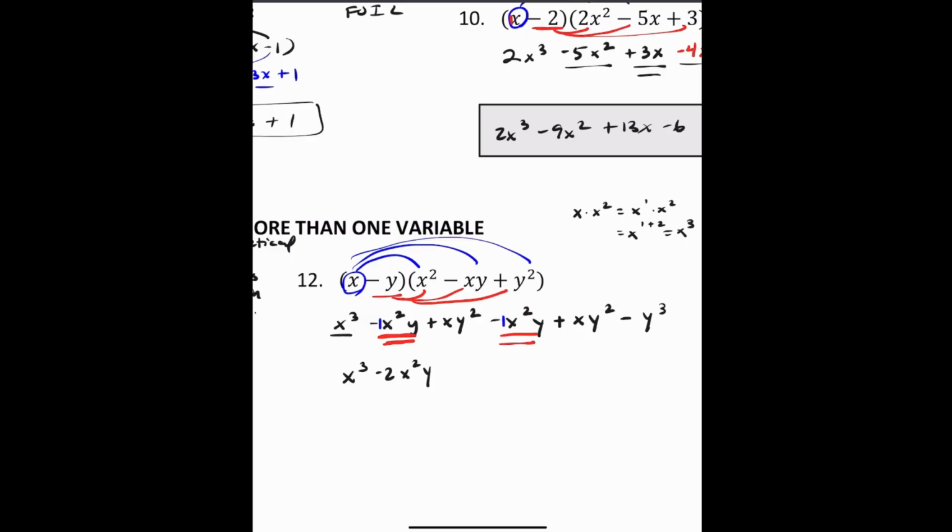And then we need to find the next highest exponent involving the x, which is xy squared. Can I combine that with anything else? Yes, there's another one right here. So xy squared plus xy squared, that's 2xy squared. And then we have negative y to the third power. So minus y to the third. So this is our answer.